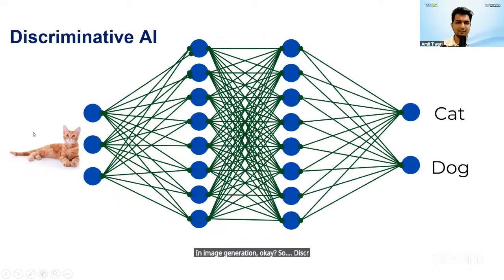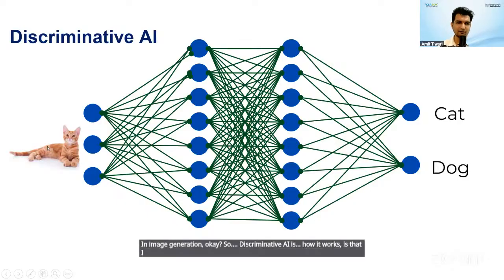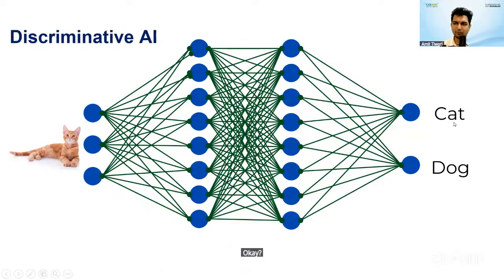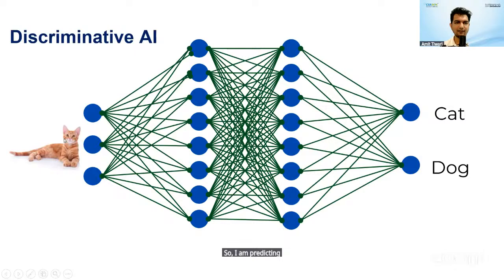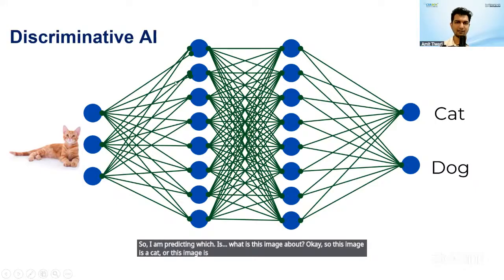Discriminative AI works like this: I have an image of a cat, and I want to predict whether the image is a cat or a dog. This is classical machine learning we are talking about. So I will train this neural network, and this will become more clear with the words also. This is how the words also work. I am predicting what this image is about, whether this image is a cat or a dog, with this neural network.